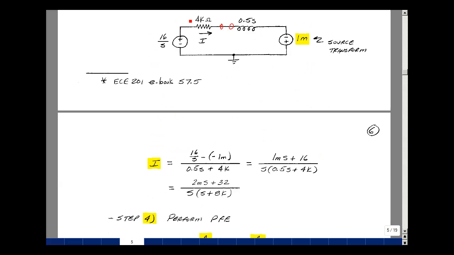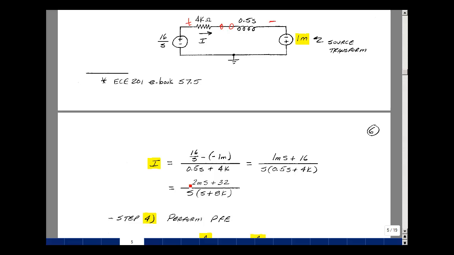We could solve for I by taking the voltage across this series impedance and dividing it by the impedance. This node voltage here is 16 over s, and this node voltage is minus 1 milli. And then the total impedance is going to be 0.5s plus 4k.